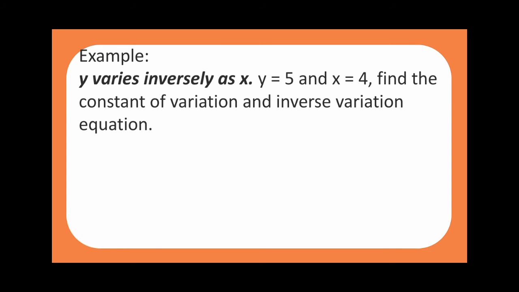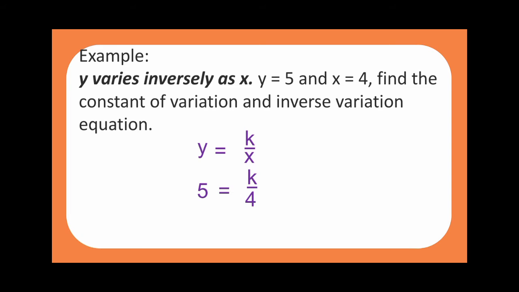Now, let us solve problems involving inverse variation. The first one is, y varies inversely as x. Y is equal to 5 and x is equal to 4. Find the constant of variation and the inverse variation equation. So we are going to follow the formula in inverse variation, which is y is equal to k over x. So let us substitute now the value of y, which is 5. Then this is equal to k over the value of x, which is 4.